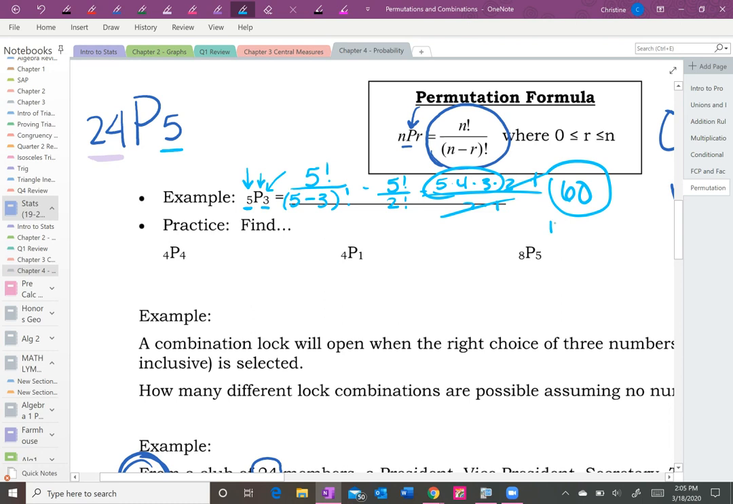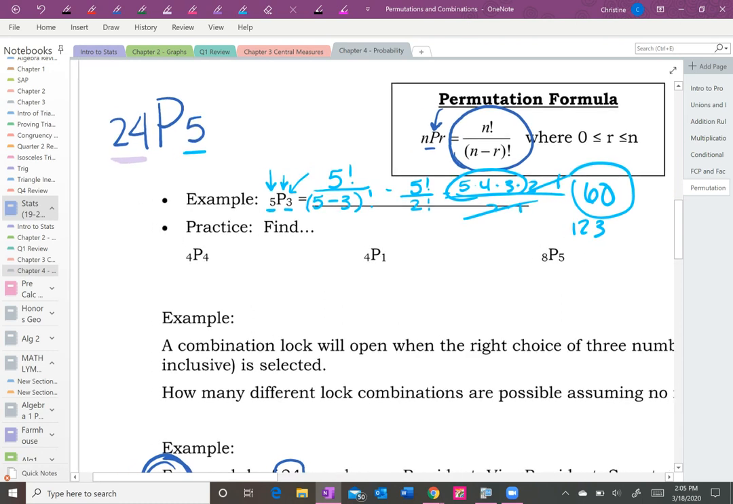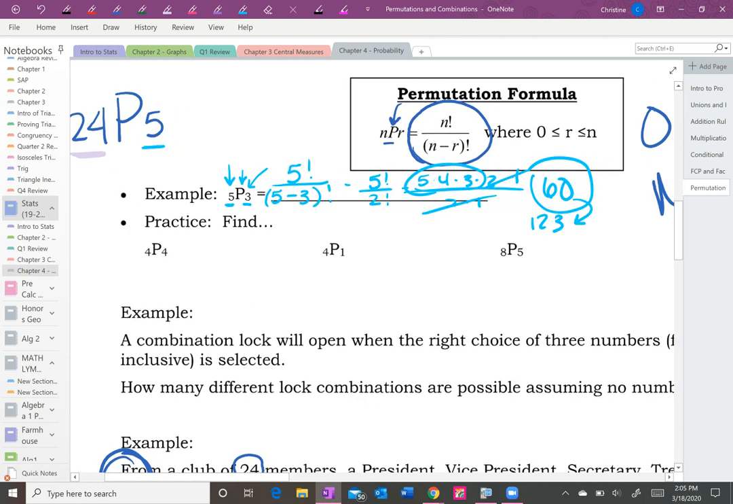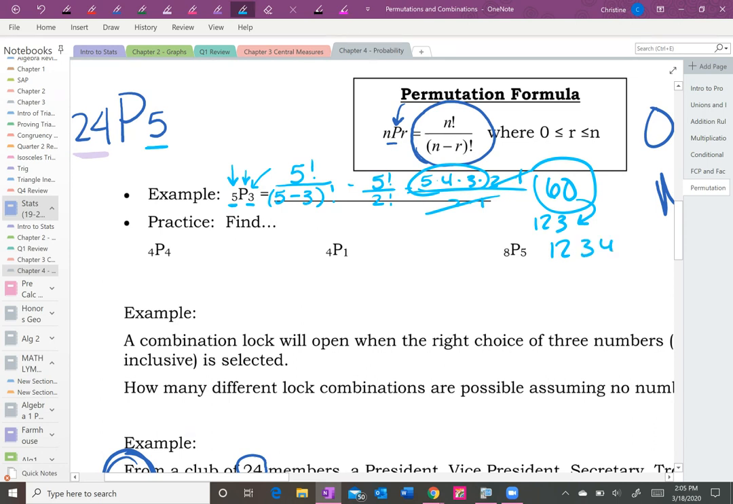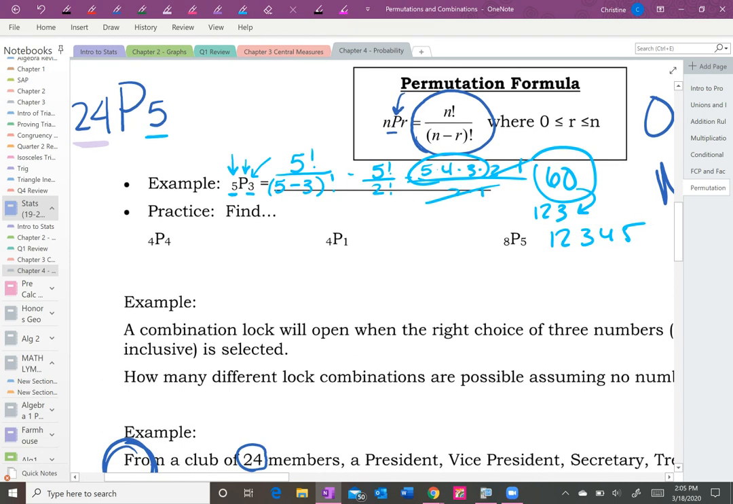So that's not the numbers 1, 2, 3. That's not saying how many ways can you arrange these numbers. It's saying you have the numbers 1, 2, 3, 4, 5. How many different combinations that are unique can you make? And you can write 60 different combinations: 1, 2, 3, 3, 4, 1, 2, 4, 3. So you'd be here for a while listing all 60. Okay?